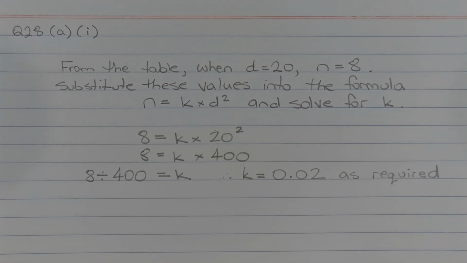And to make k the subject, we divide both sides of this equation by 400. So 8 divided by 400 equals k. And 8 divided by 400 evaluates to 0.02. Therefore, k equals 0.02 as required.